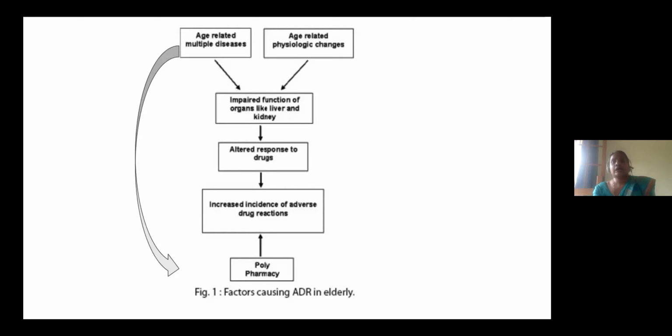So that leads to this cycle: age-related multiple diseases, age-related physiological changes, and impaired function of organs like the liver and kidney lead to an altered response to drugs. And that leads to an increased incidence of adverse drug reactions. On the other hand, age-related multiple diseases requiring polypharmacy increase the incidence of adverse drug reactions.